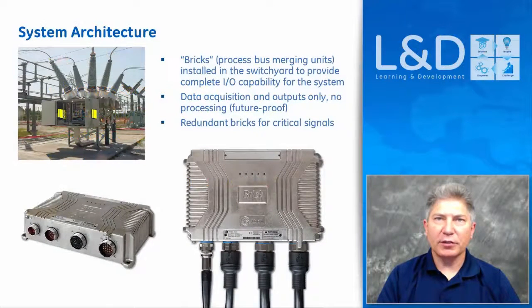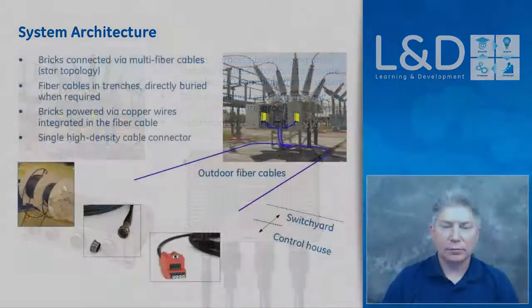Bricks are the process bus merging units that are installed in the switchyard to provide complete I/O capability for the system, data acquisition, and outputs. The brick converts copper signals to and from digital optical signals. The copper signals include things such as CTs, VTs, contact inputs, and contact outputs. There is no processing done in the brick. All calculations and programming are performed in the UR and not the brick. For mission-critical signals, we can also install redundant bricks.